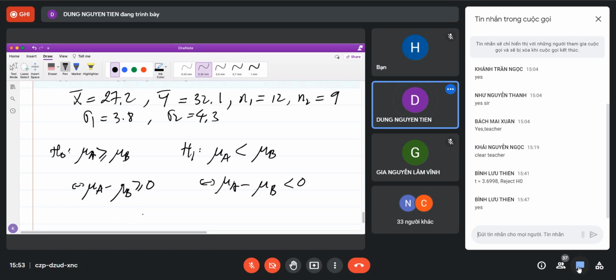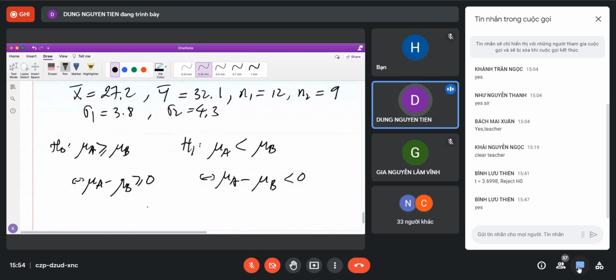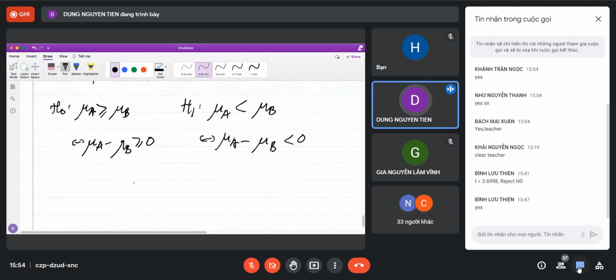That's all clear. So this is what we can get, and then this is what we want to do. We want to find the z value. It is very natural to see that the z value is the average value, then minus the right hand side, the 0, over the standard error.